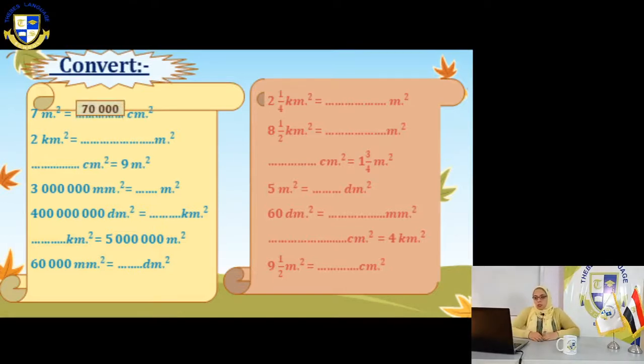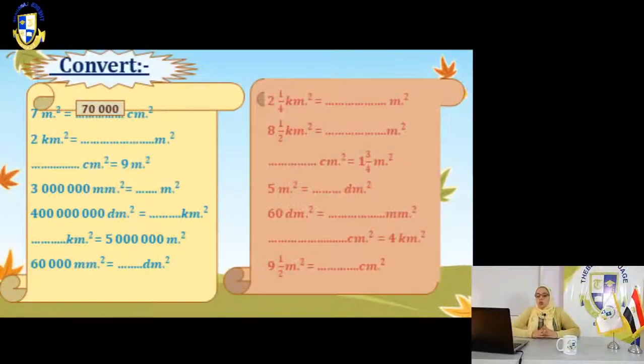From 2 squared kilometer to squared meter, we go from big to small, so multiply. Multiply by 1 million. So it will be 2 million. From 9 squared meter to squared centimeter, we also multiply by 10,000. It will be 90,000. From 3 million squared millimeter to squared meter, we divide from small to big. Divide by 1 million, it will be 3.